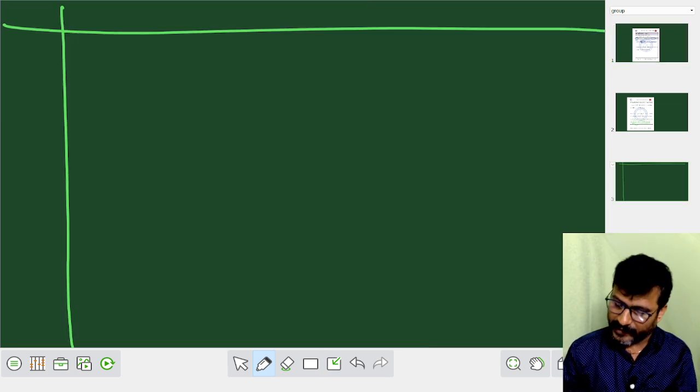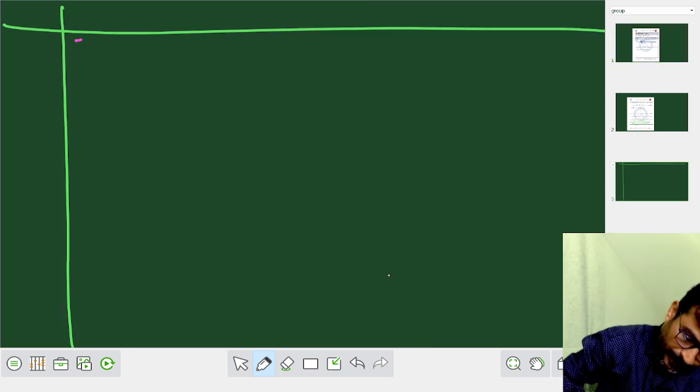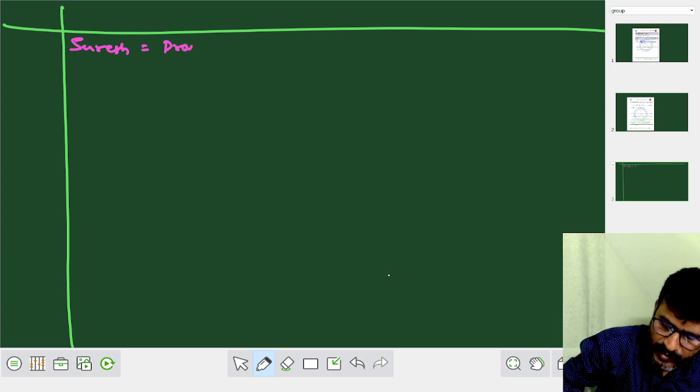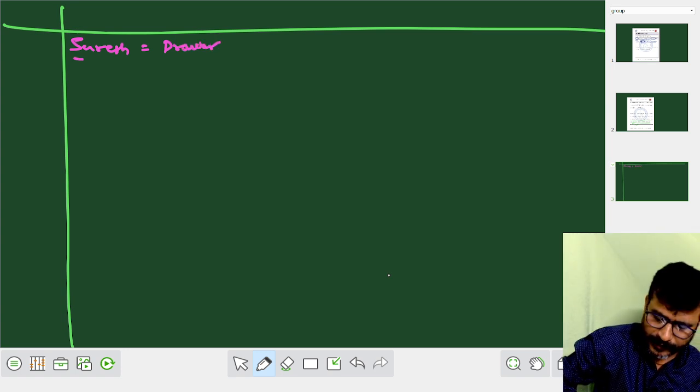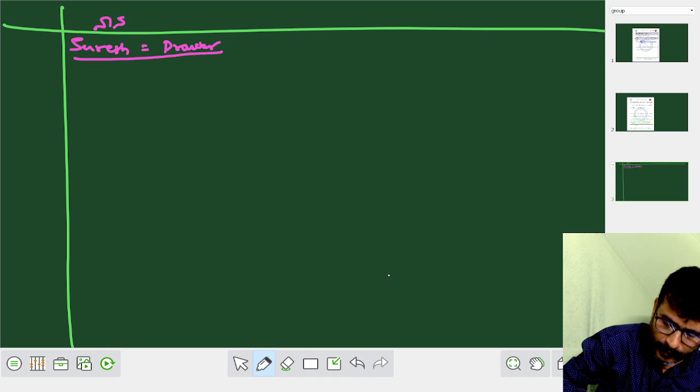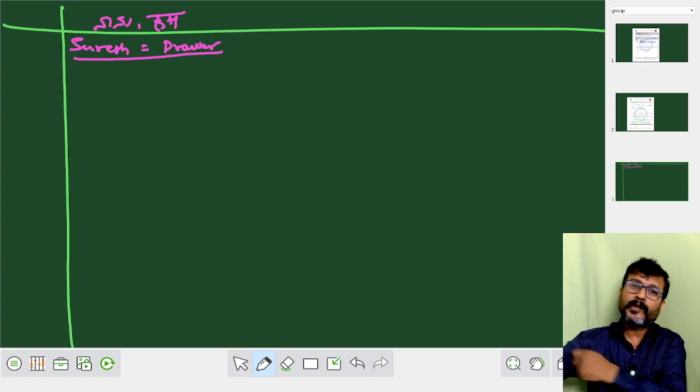Now let us write in our notes: Suresh is equal to drawer, Nanu, hum. Who is accepted?